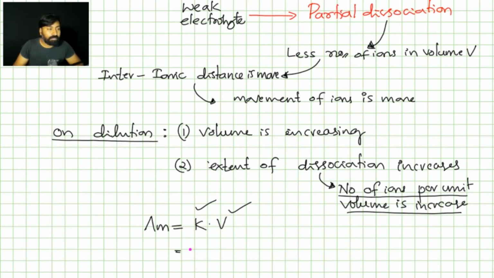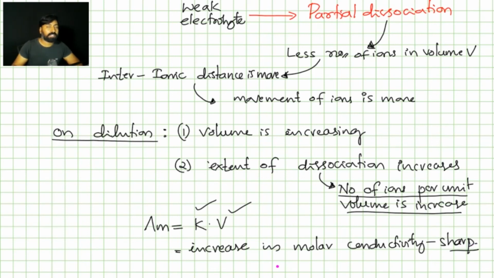Therefore we can say that there is an increase in molar conductivity, and that too a sharp increase. Why is it sharp? Because as soon as you add water or solvent, the number of ions is increasing, the extent of dissociation is increasing, and along with that the volume is increasing. Both factors, the conductivity and the volume, are increasing. Therefore the increase in molar conductivity is very sharp.